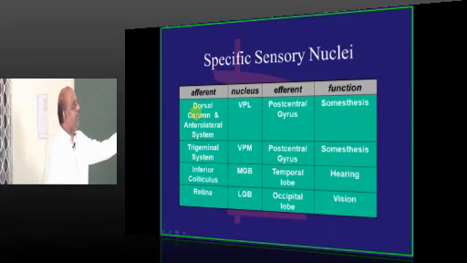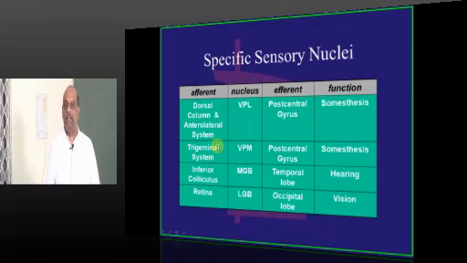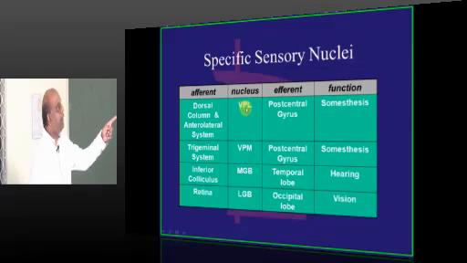So you have dorsal column and anterolateral system. You remember, no? Pain is brought by anterolateral and touch and vibration by dorsal column. They report to the ventroposterolateral nucleus and ultimately they go to the postcentral gyrus and their main function is somesthesia.